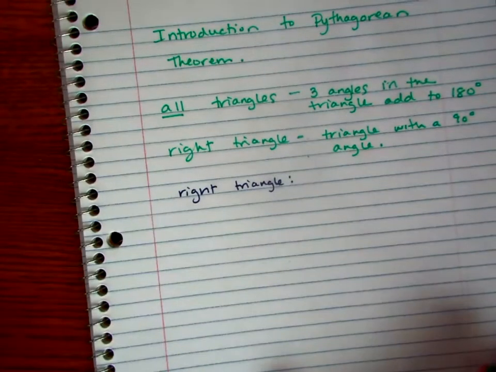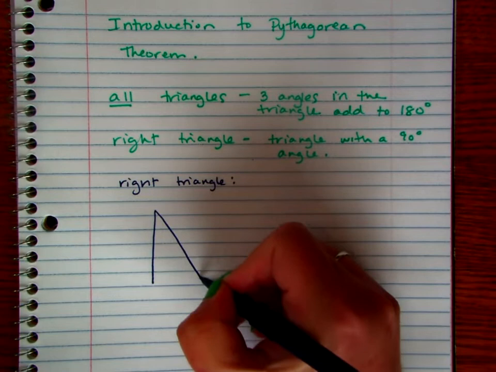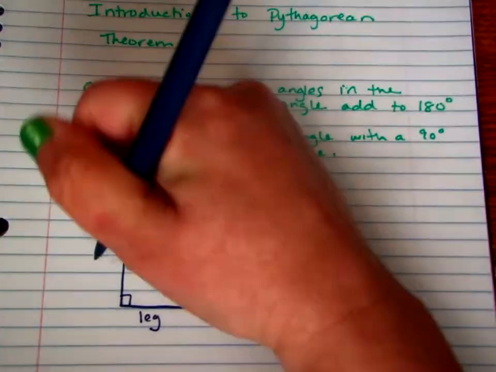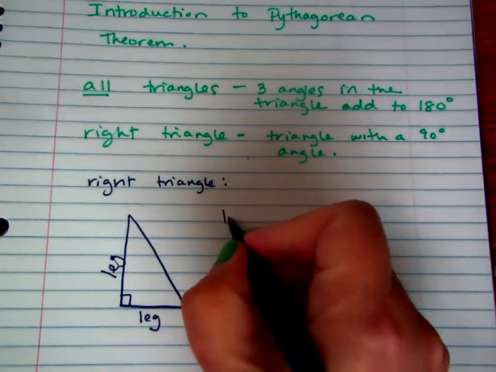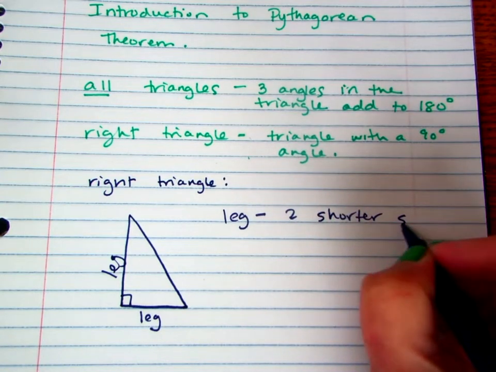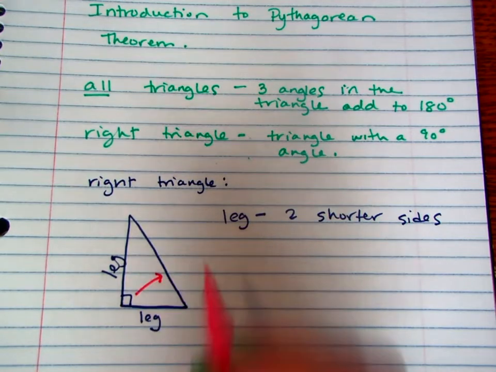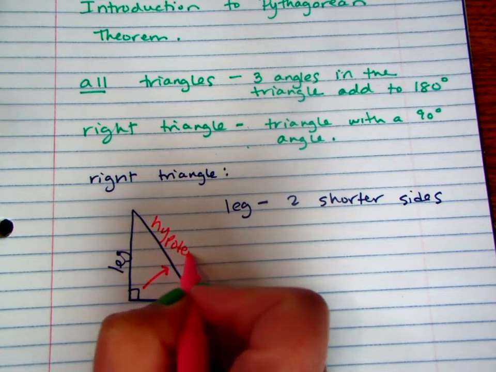And in a right triangle, you have what are called legs, which are the two sides next to the right angle. So the legs are the two shorter sides in general. Okay, and then there is another side which is across from the right angle, and that's going to be the longest side. And in a right triangle, that's called the hypotenuse.